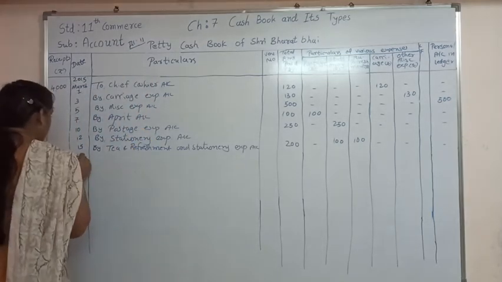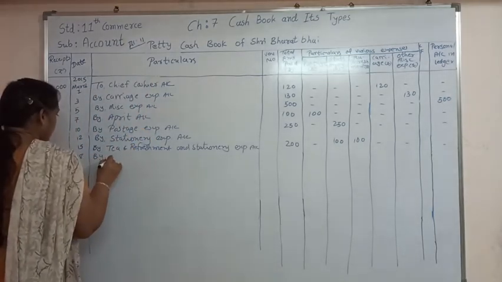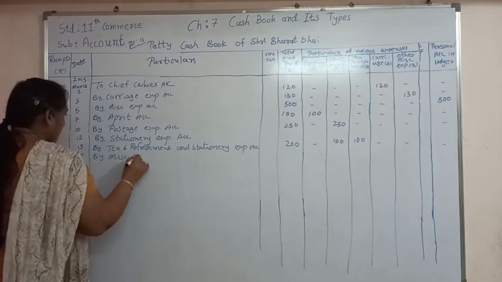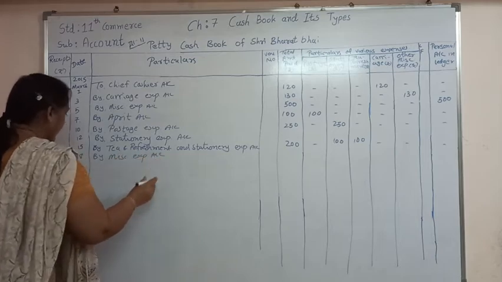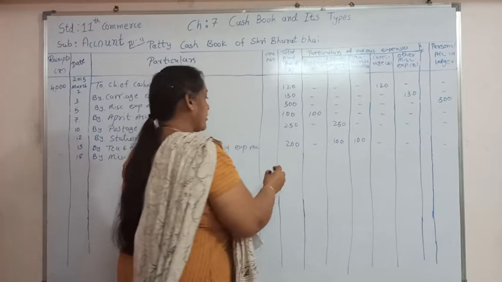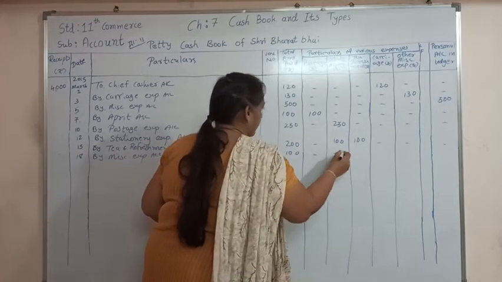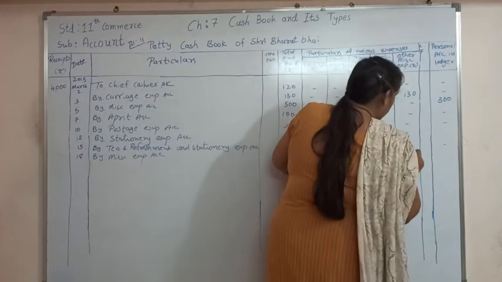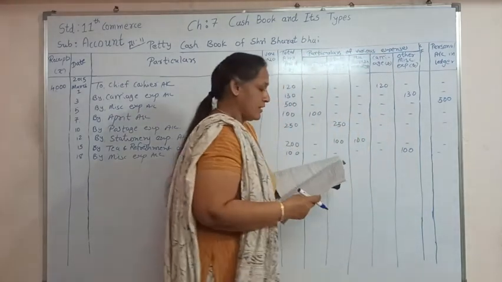Now on 18th, rupees 100 paid for miscellaneous expenses. So on 18th, by miscellaneous expenses account, and the amount will be 100 rupees.